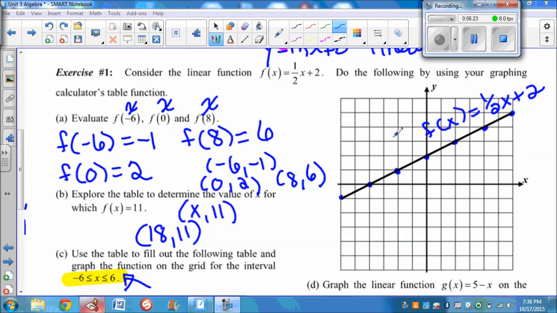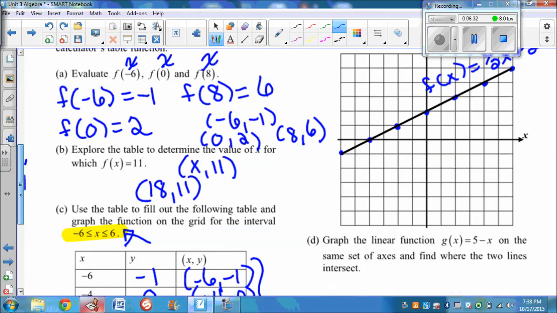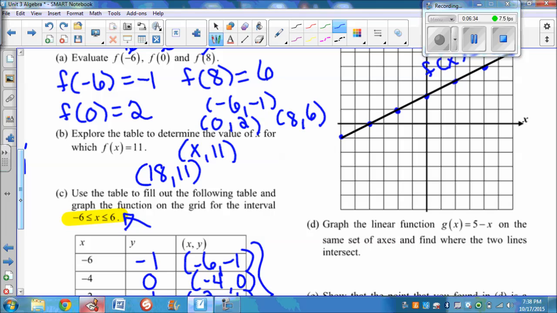Okay, so your graph should look like mine. Make sure, again, that there's no arrows on this because of that domain, and also put your label on the graph. Part D wants us to graph g of x equals f minus x on the same set of axes and find where they intersect.